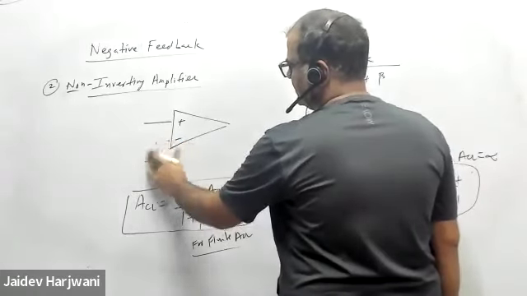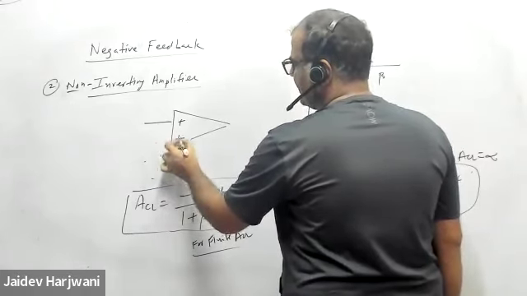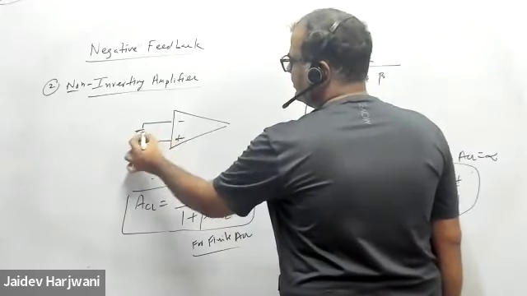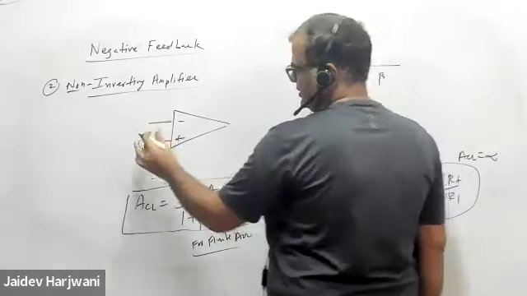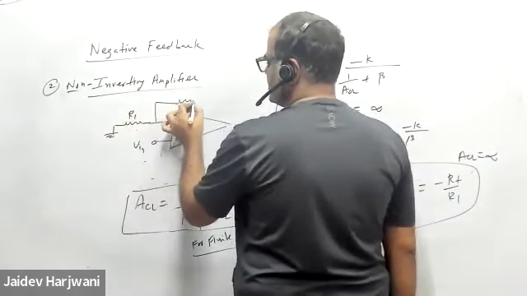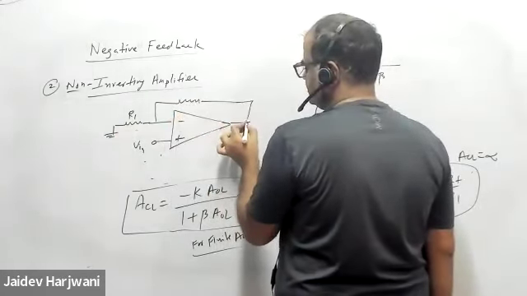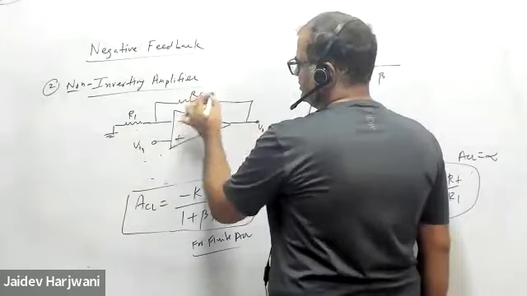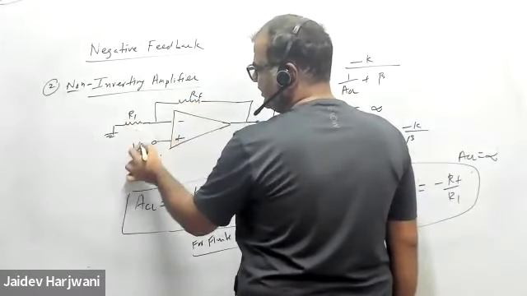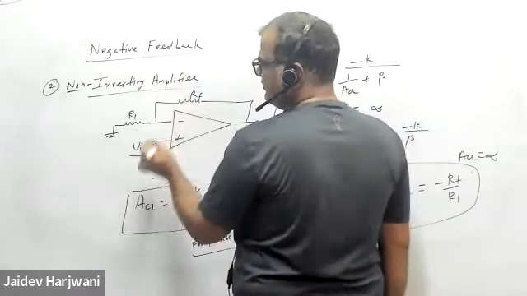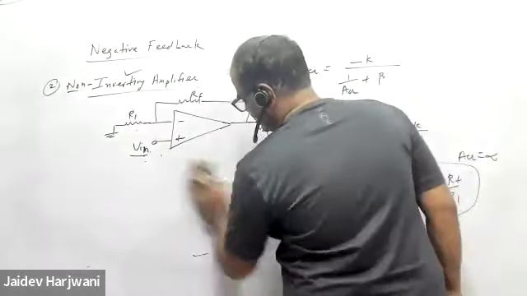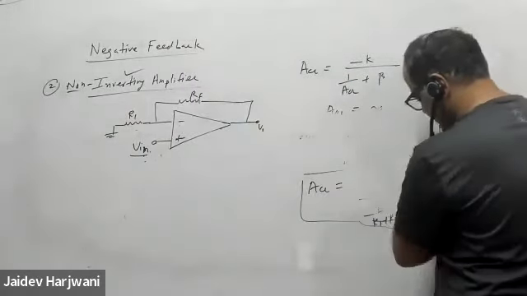So let me draw this like this, because I have to keep negative feedback also now. So here I will give the input V input, and here this will be grounded. How to make this ground? This will be grounded, R1, RF. So negative feedback is there, but this time I am applying the input at the non-inverting terminal. Because I am applying it at the non-inverting terminal, this is called a non-inverting amplifier. And now we'll find the value of closed loop gain for this one.